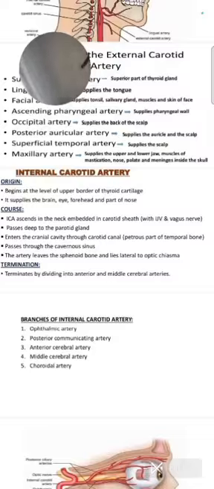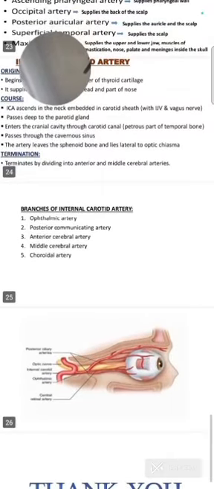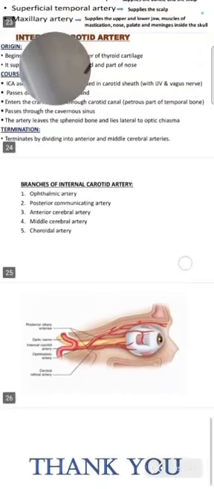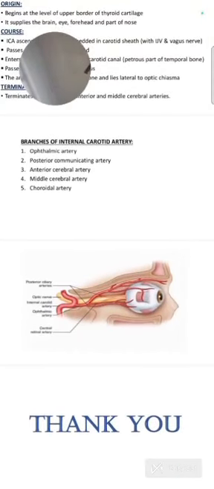The branches of internal carotid artery: ophthalmic artery, posterior communicating artery, anterior cerebral artery, middle cerebral artery and choroidal artery. So these are the main branches of internal carotid artery. So next we'll see about the subclavian vein and the internal jugular vein.